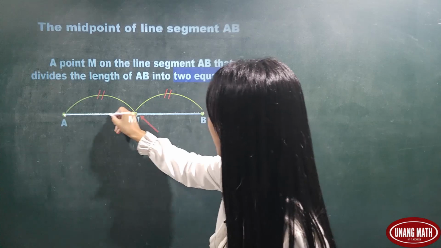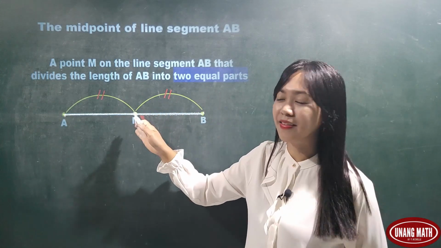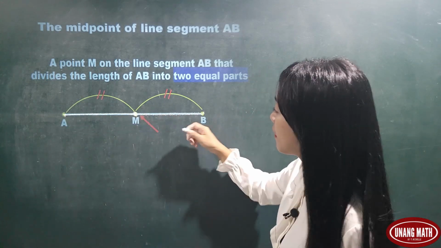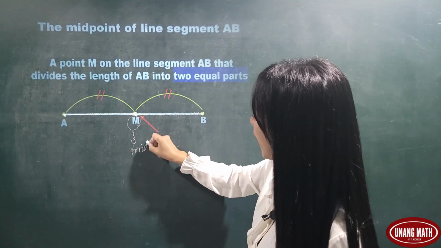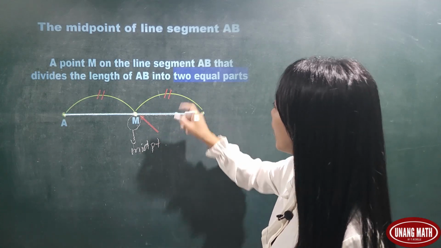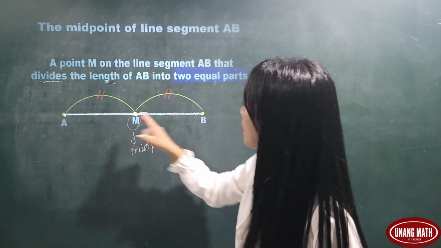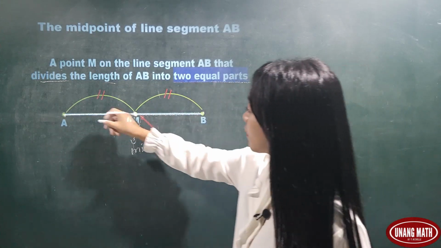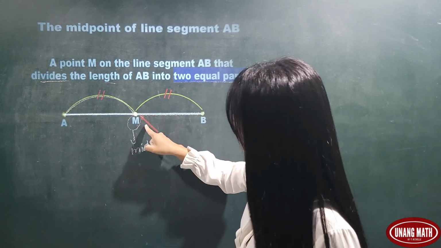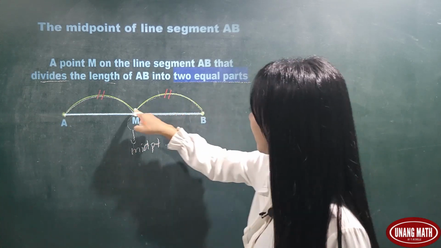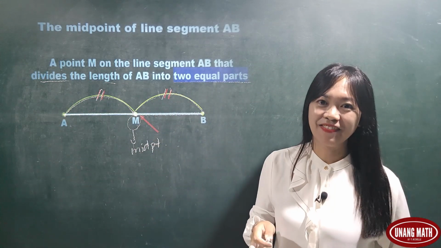So line segment AB, in this point, in the middle or at the center of AB, is what we call the midpoint. And the midpoint divides the length of AB into 2 equal parts. So from point A to M and from point M to B, these lengths are equal.